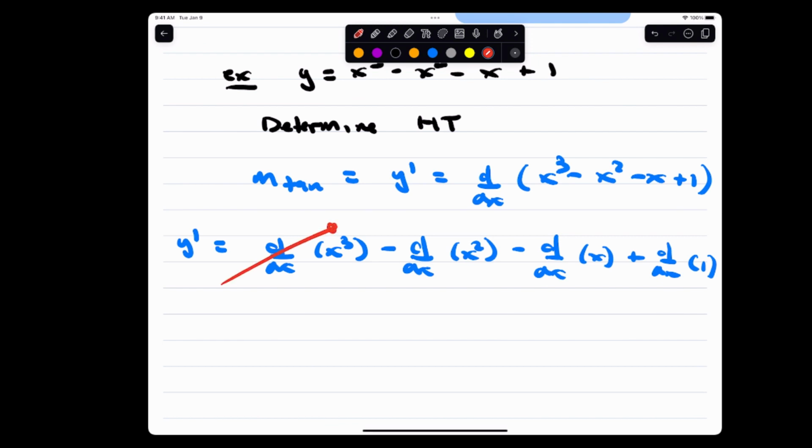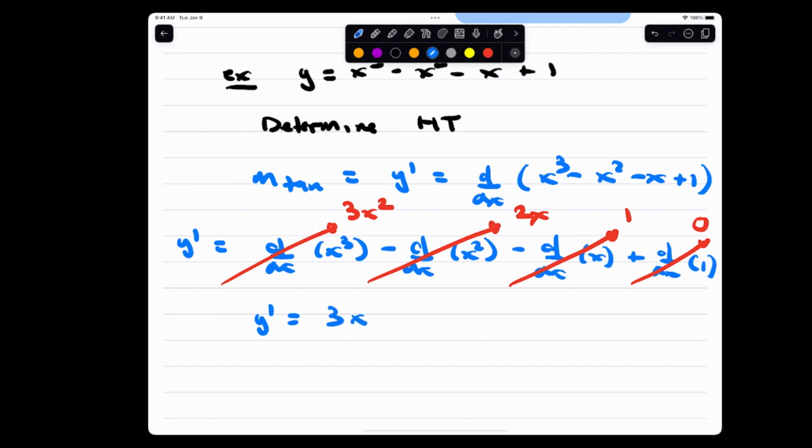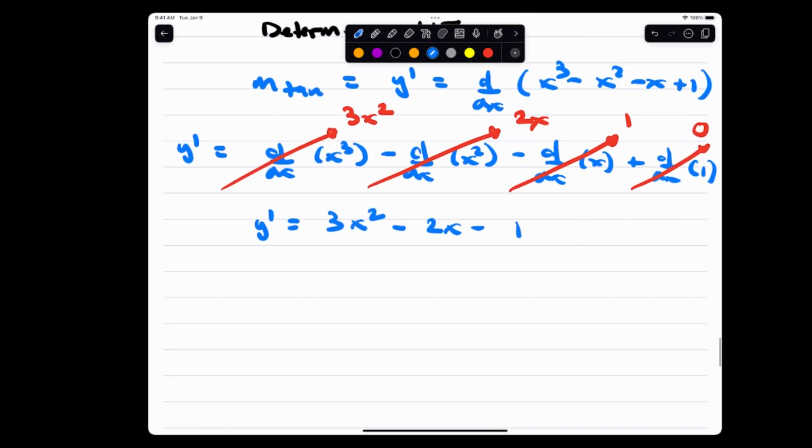Derivative of x cubed will be what? 3x squared. What's the derivative of x squared? 2x. The derivative of x, 1. Derivative of 1, 0. Okay. So now you get y prime going to be 3x squared minus 2x minus 1. Okay.